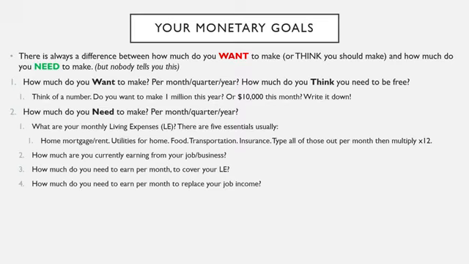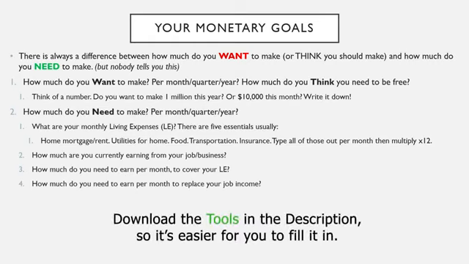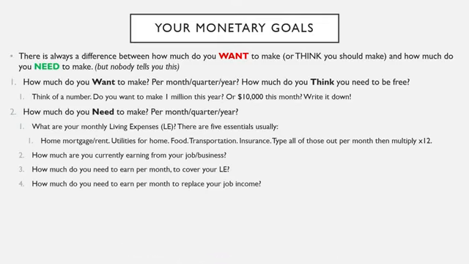Then what I want you to write down is how much you are currently earning from your job. And all of this goes into your trading plan template, so download this one and do the work there. So how much are you currently earning? And then how much do you need to earn per month to cover your living expenses? If your living expenses are 3,000 per month, then you need to earn 3,000 in order to cover that. And then how much do you need to earn per month to replace your job income?